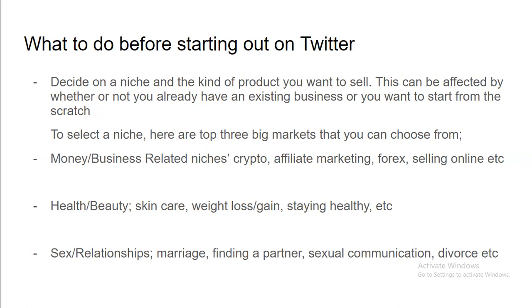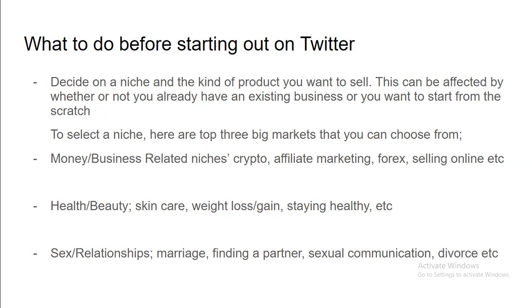You can choose from the money or business related niches like crypto, affiliate marketing, forex, selling ebooks online, or selling digital products online. You can also choose from health or beauty like skincare, weight loss or weight gain, staying healthy, etc. Then sex or relationships like marriage, finding a partner, sexual communication, divorce, etc. So you can actually start a Twitter account around any of these markets. That means you're going to be creating a product around any of these.